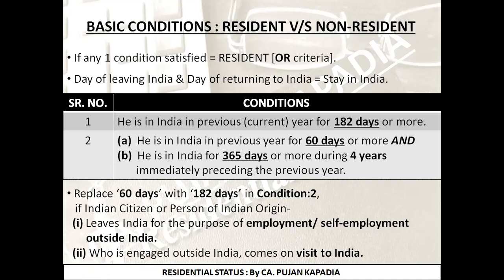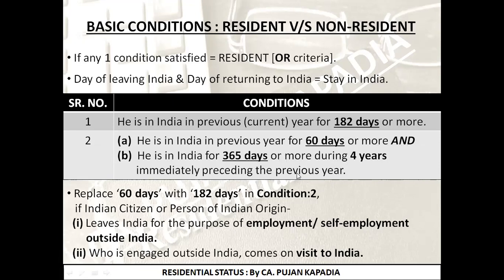Second condition is broadly again divided into two parts, subpart A and subpart B. A point states that he is in India in previous year for 60 days or more. So if I'm calculating for 2019-20, I need to check whether in this particular year the assessee was in India for at least 60 days. If yes, then my A part is fulfilled. And simultaneously, I also need to check my second part, that is B part. He is in India for 365 days or more during 4 years immediately preceding the previous year.